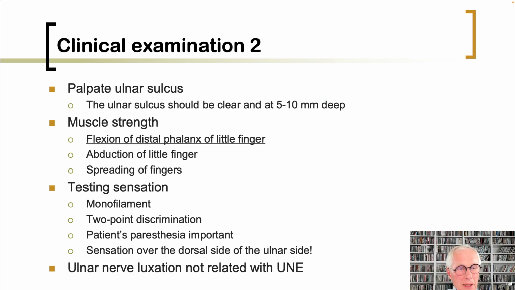We palpate the ulnar sulcus. We should feel a clear sulcus there. It should be about 5 to 10 millimeters deep. If we have arthrosis, usually there is no clear-cut sulcus at all. When you test the muscle strength, test the abduction of the little finger and the flexion of the distal phalanx of the little finger.